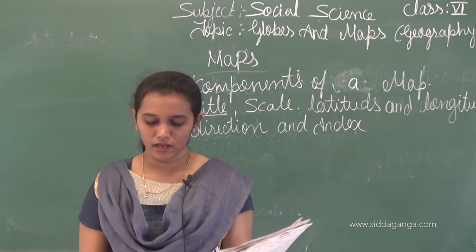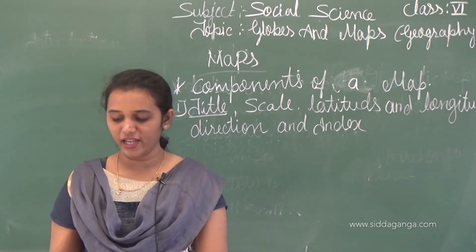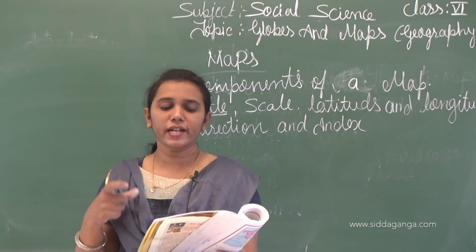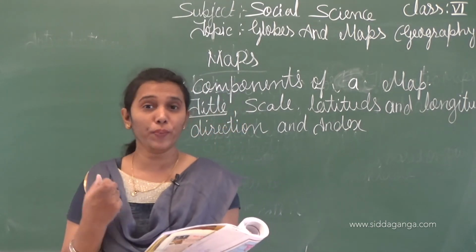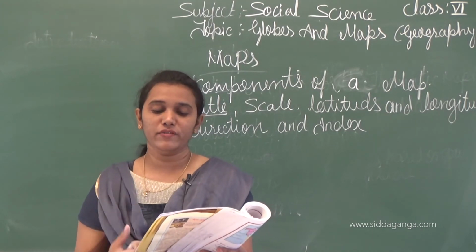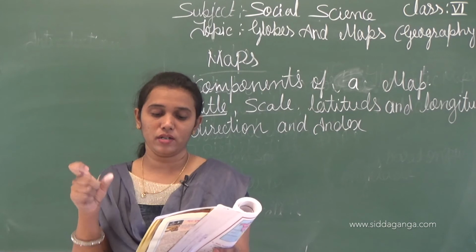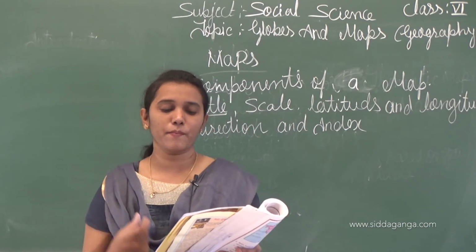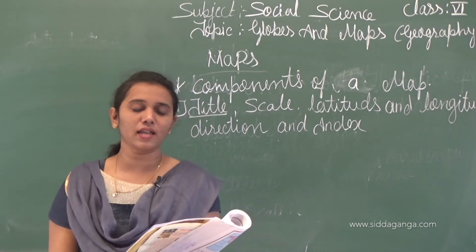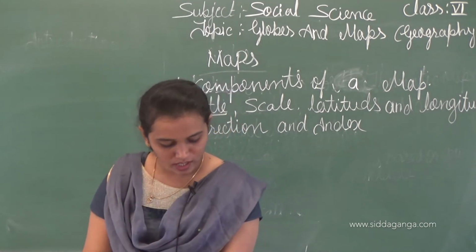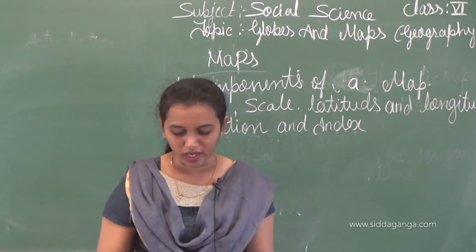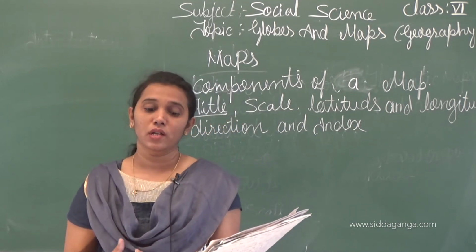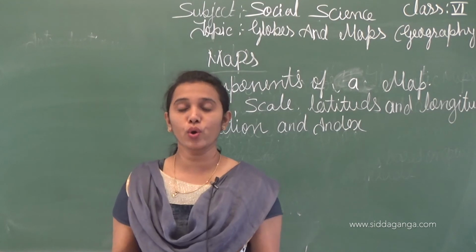Next, the scale. A scale is a ratio between the distance on the map and the corresponding distance on the ground. It helps to know the distance between two places. The distance between two points on the map is shorter than the actual distance on the ground. One place to another place, one country to another country, the distance is shown. We will make the map and show you the distance, children.